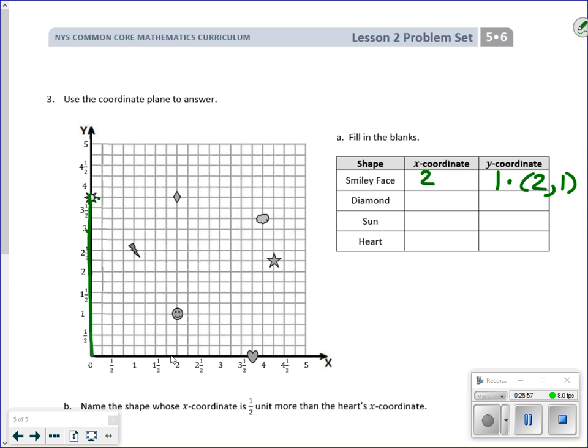And the heart. What is the coordinates for the heart? Kylie. So the first coordinate, the x, tells you how you go to the right. The y tells you how you go up. So are you sure you want to give me a 0 first?